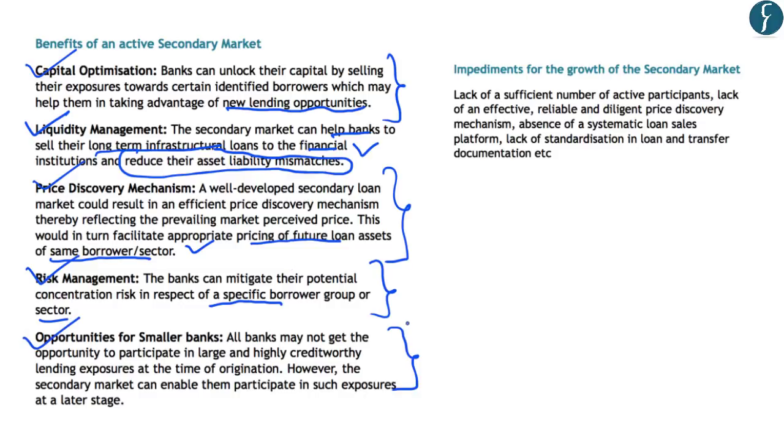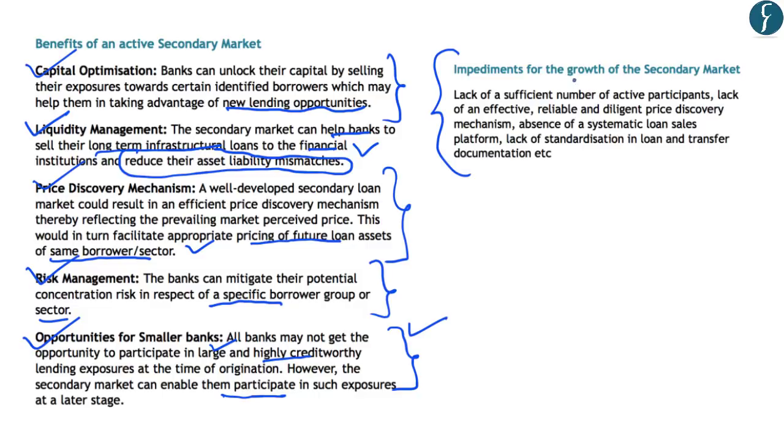Now, as we know that presently in the secondary market for corporate loans, big players are only involved. And in such a background, small banks do not get the opportunity to participate in this large and highly credit-worthy lending exposures. And that is why the secondary markets can enable these small banks to participate in such exposures at a later stage.